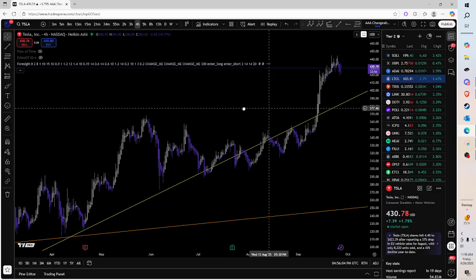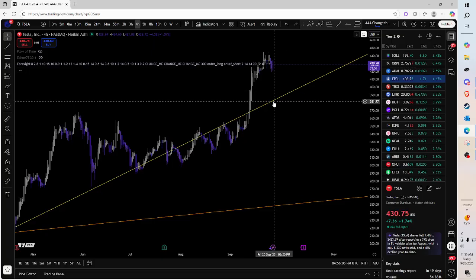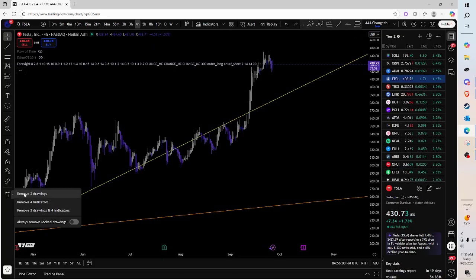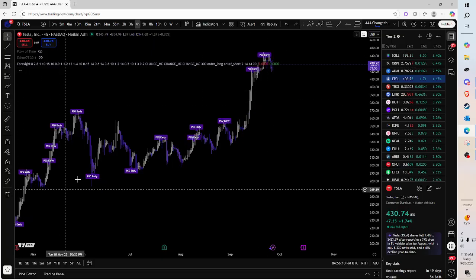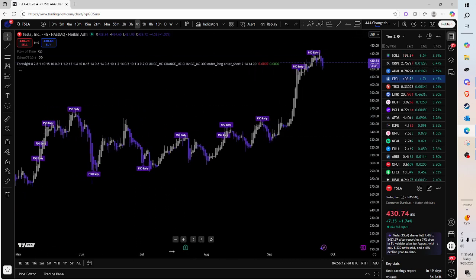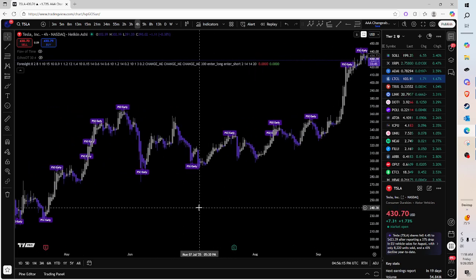I meant to show you this too. Sorry, I've got some lines on this one. Let's get rid of these lines. I mean, just this one, we only have one alert on right here. Just one.